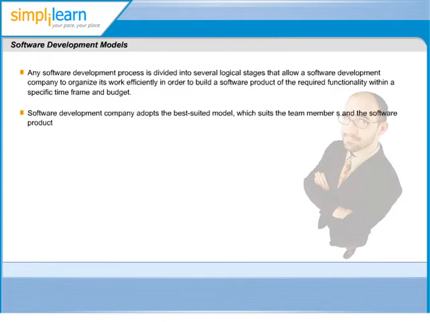Software development companies adopt the best suited model, which suits the team members and the software product. There are many development life cycles that have been developed, each to achieve different required objectives. These life cycles range from lightweight and fast methodologies, where time to market is the motive, through to fully controlled and documented methodologies, where quality and reliability are key reasons.